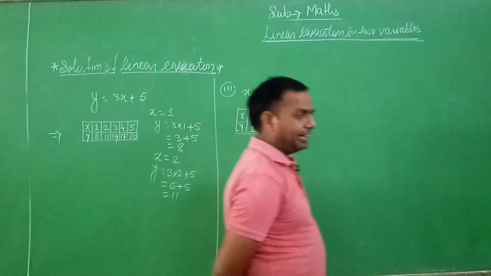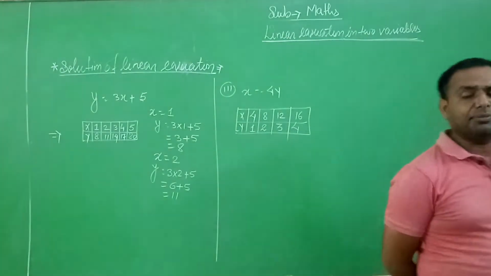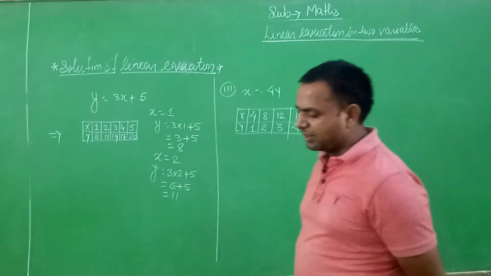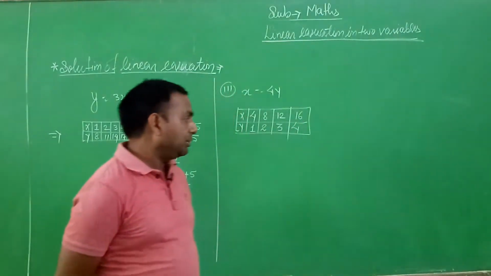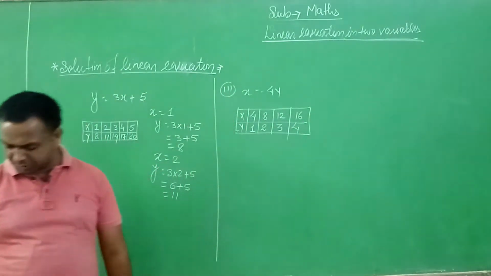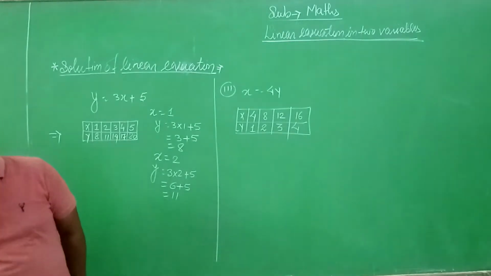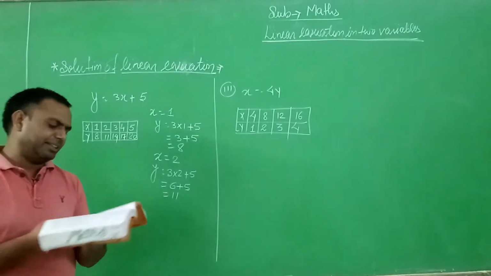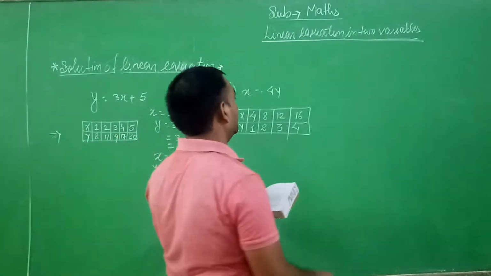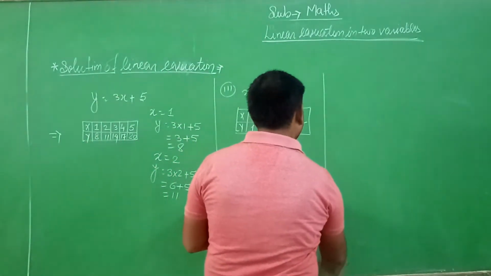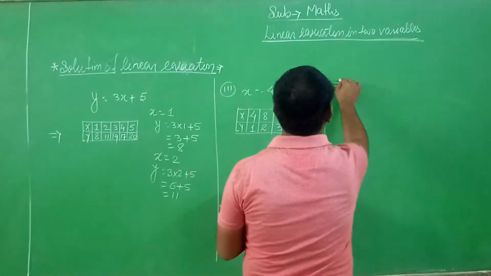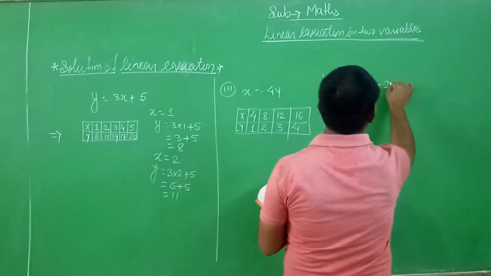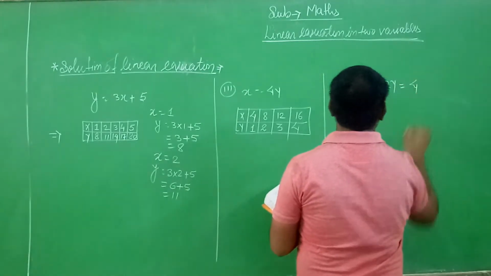Then how can you find them? You put in the value of one variable and after that you can find the value of the other variable using this method. In the next question, check which of the following are solutions of the equation x minus 2y is equal to 4. Some conditions are given. Are these conditions solutions of that equation or not? Here the equation is given: x minus 2y is equal to 4.